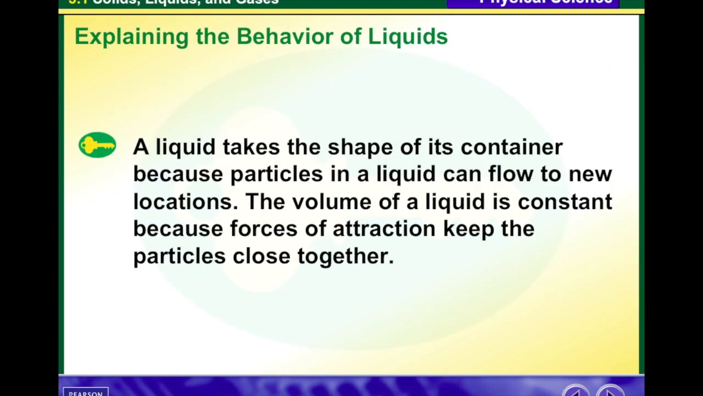A liquid takes the shape of its container because particles in a liquid can flow to new locations. The volume of a liquid is constant because the forces of attraction keep the particles close together. What that means is that there are attractions between the particles in a liquid, but they're not strong enough to freeze them and lock them in place. So the particles can still swim around and move, just like students in a crowded hallway. They are constrained by the forces that keep them together, but they are also random and free to move around each other.